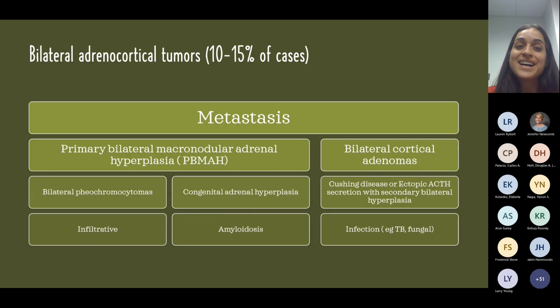We can also see bilateral adrenocortical tumors, and they are going to represent around 10 to 50% of the cases. We can see metastasis, primary bilateral macronodular adrenal hyperplasia, bilateral pheochromocytomas that represent around 10% of the pheos, infiltrative disease, congenital adrenal hyperplasia, amyloidosis, infections as, for example, TB or fungal infections, bilateral cortical adenomas, and Cushing disease or ectopic ACTH secretion with secondary bilateral hyperplasia.